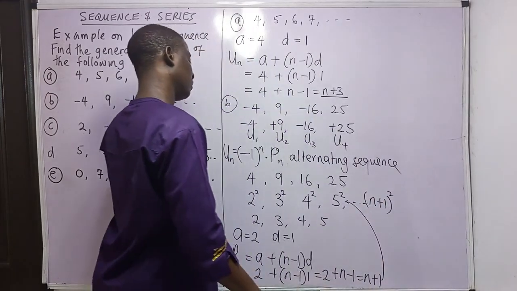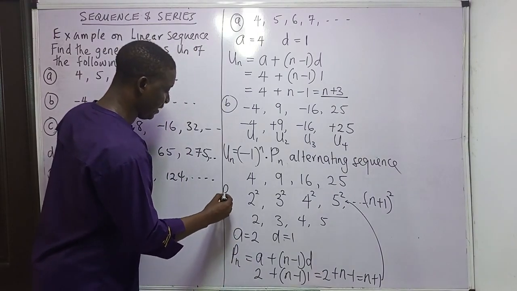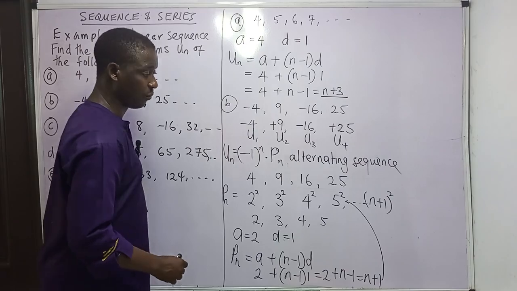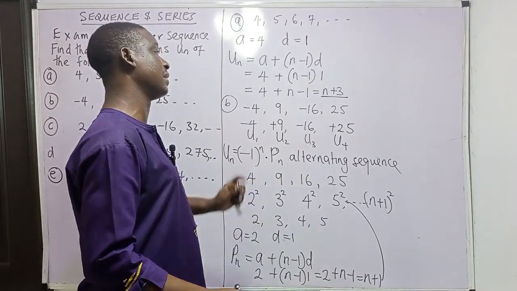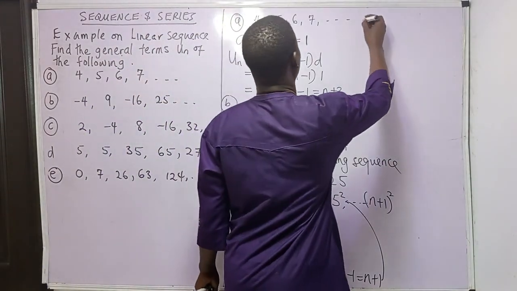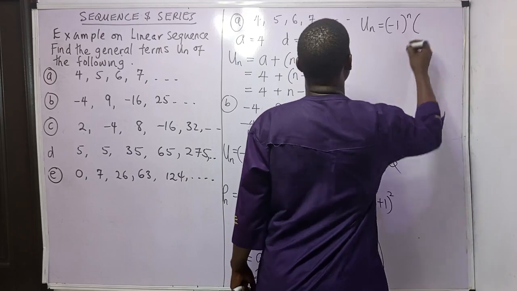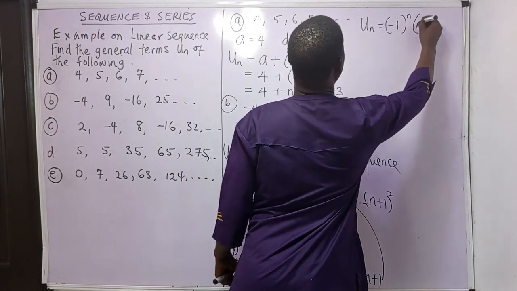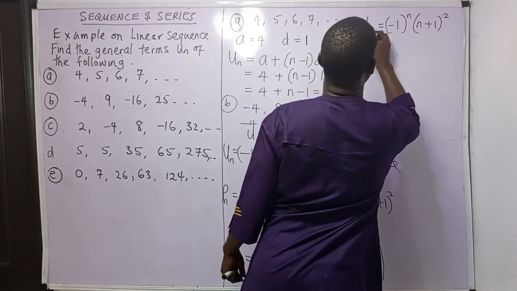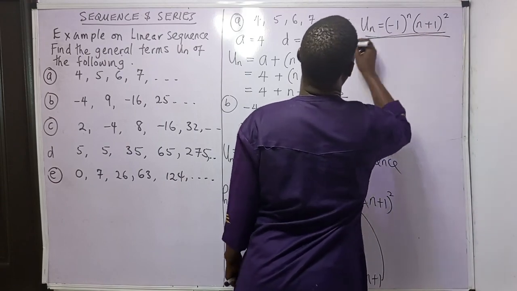This is our what? Our Pn that we want to get from here. So after we got Pn, we can now put it back. We now have our answer to what? Un equals minus 1 all raised to the power n, into bracket n plus 1 all raised to the power 2. So this is the answer to that question.